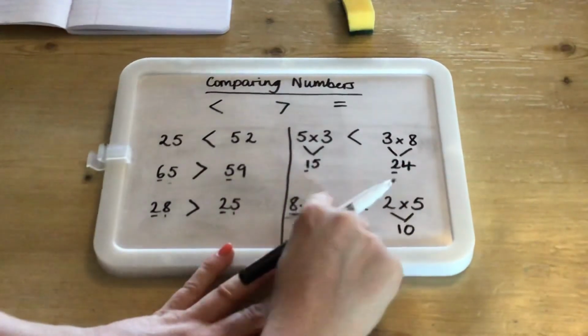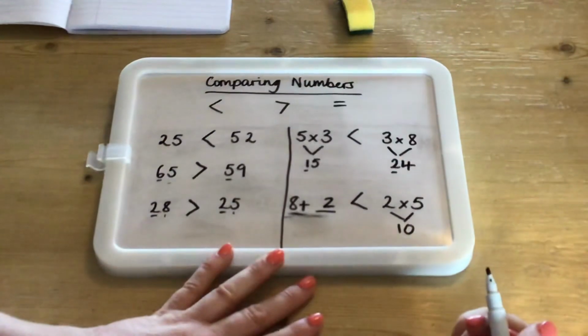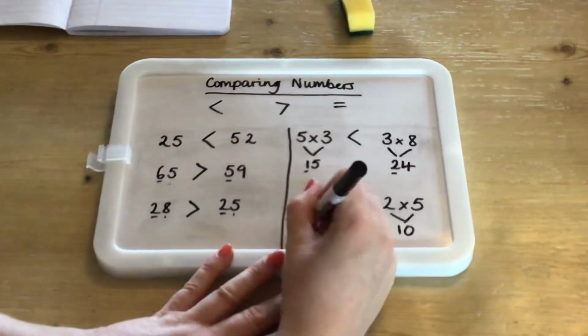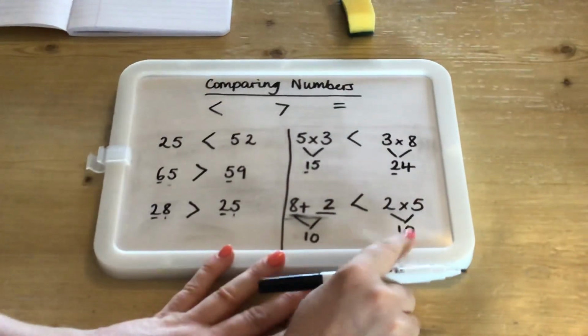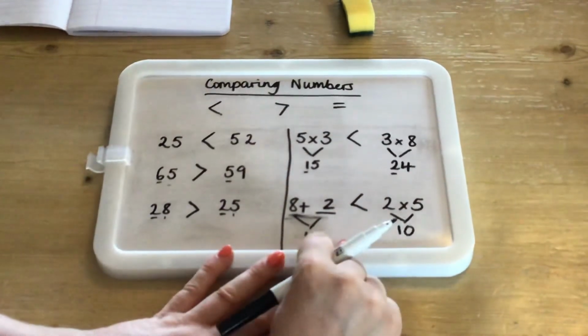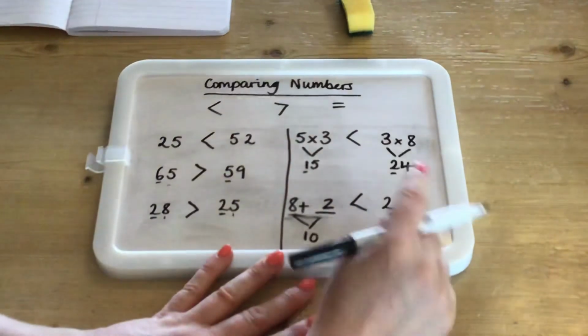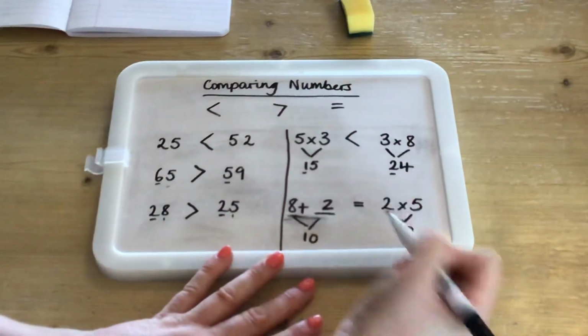If I put a 2 in here, would that be right? Let's have a look. 10. 10 is less than 10. That wouldn't be correct, because 10 obviously is the same as 10. So the symbol that would have to go in the middle here would be equals.